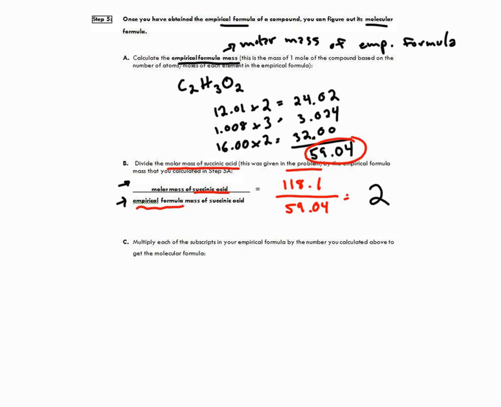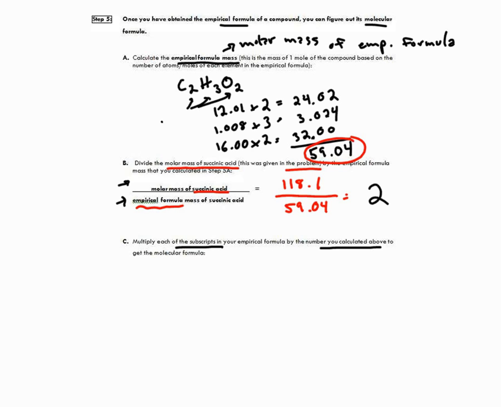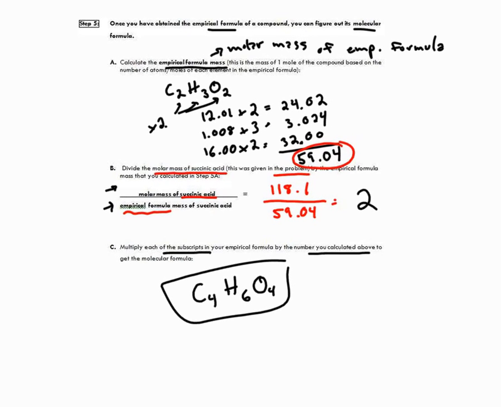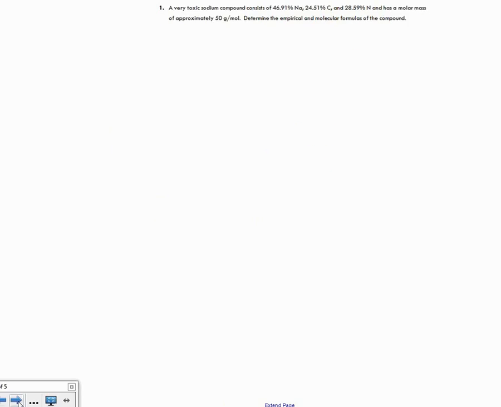And this is the final part. Multiply each of the subscripts by the number you calculated above. So I know C2H3O2. I'm going to multiply each of those numbers by 2. Take each of those times 2 to get my molecular formula, C4H6O4. So see how that's kind of all connected together. All right, you guys are still with me? You're doing great. We have one more to try, and then we'll be done, I promise.